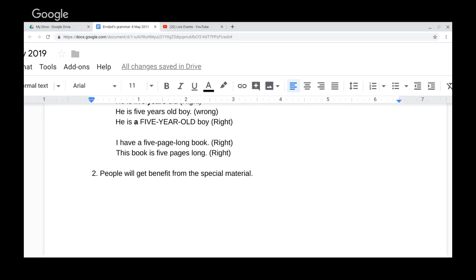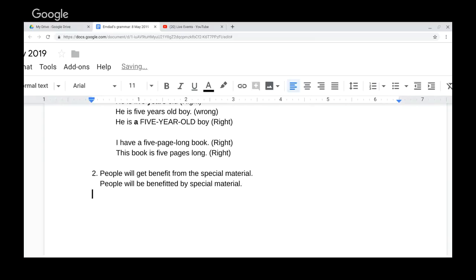So if you have something like this, people will get benefit, or even something like this, people will be benefited by special material, both of these sentences are 100% wrong. Why are they wrong? That's what you need to learn in this particular rule.